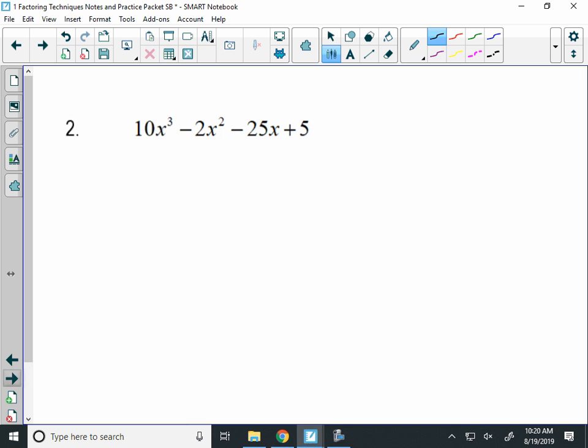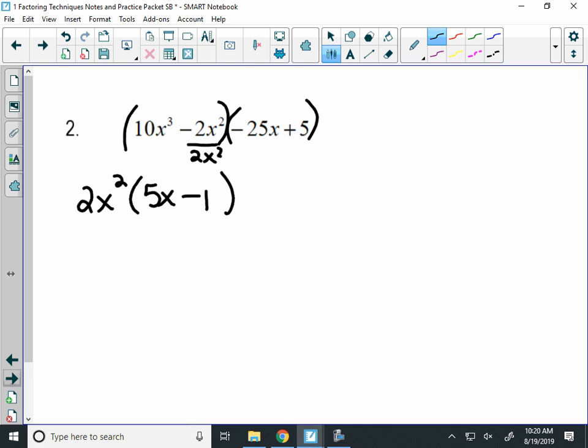Example 2. All right. Same idea. We're going to put parentheses around the first 2 terms and around the last 2. What's the GCF on the left? 2x squared. They both have 2x squared. So if I pull a 2x squared out, what is left inside my parentheses? 5x minus 1. If the GCF is actually the term, you can't just ignore it. You have to put a placeholder of a 1 there.